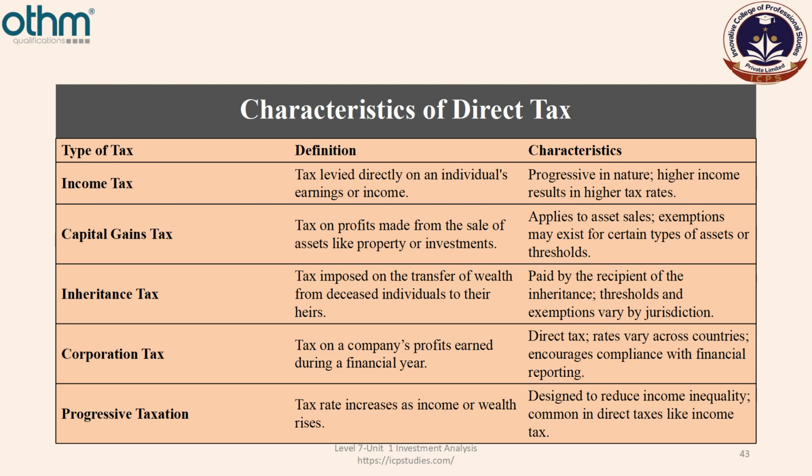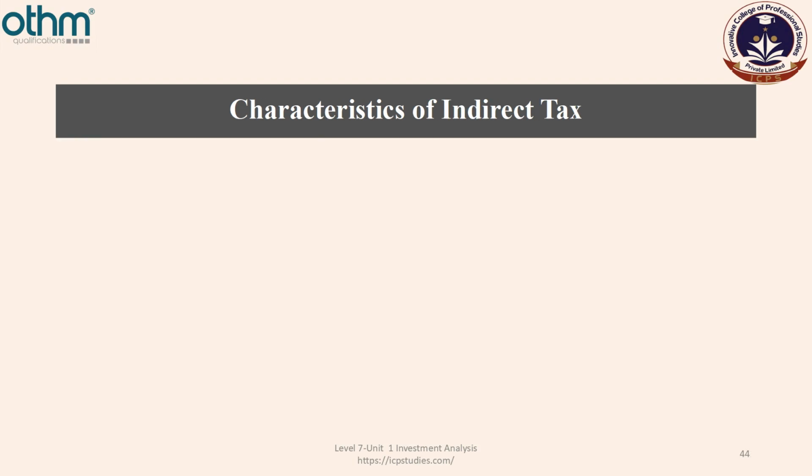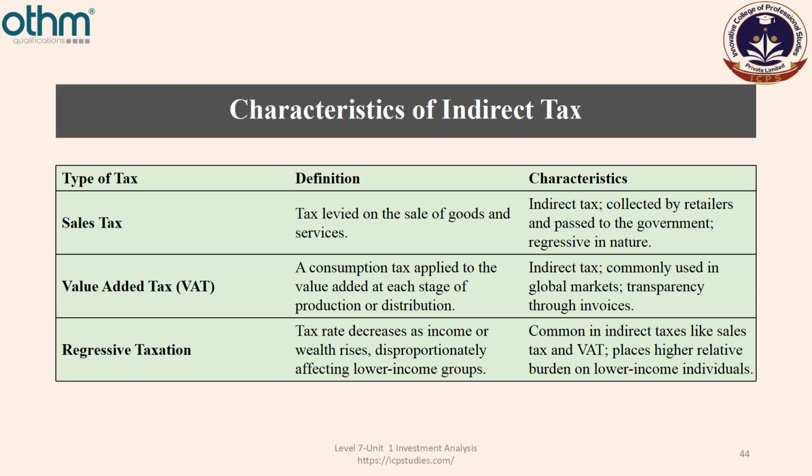If we talk about the corporation tax, it is the tax on the company's profit earned during the financial year. And if we talk about its characteristic, then it is a direct tax, and its rates vary across countries, and it always encourages compliance with financial reporting. And the fifth type of direct tax is the progressive taxation, and it is the tax rate that increases as income or wealth rises. And if we talk about its characteristics, then it is designed to reduce income inequality, and it is common in direct taxes.